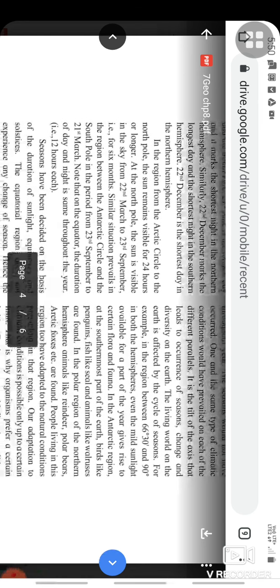In the region from the Arctic Circle to the North Pole, the sun remains visible for 24 hours or longer. At the North Pole, the sun is visible in the sky from 22nd March to 23rd September. That is for 6 months. A similar situation prevails in the region between the Antarctic Circle and the South Pole.